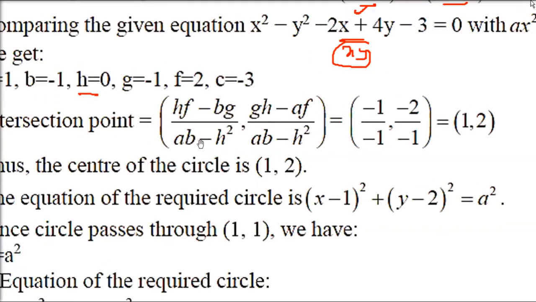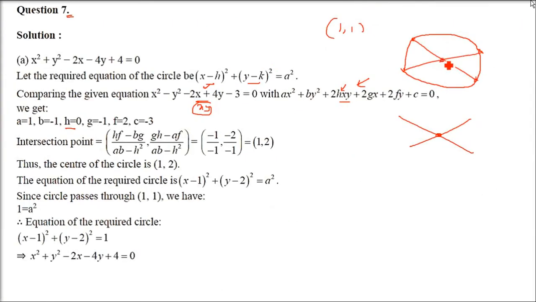So what is the intersection point? The intersection point of this pair of lines is (hf minus bg) by (ab minus h square), and (gh minus af) by (ab minus h square). Just put in the values we just found out. The center will be 1, 2.